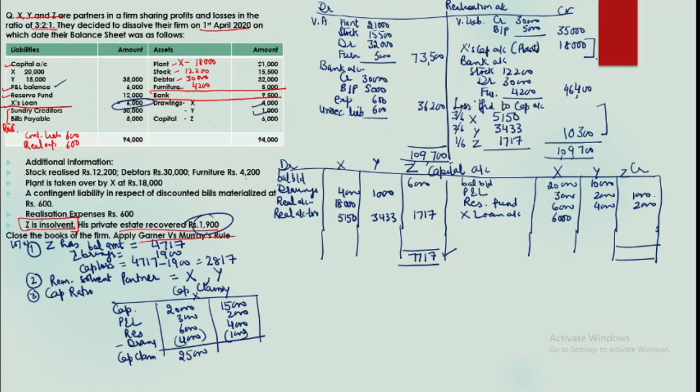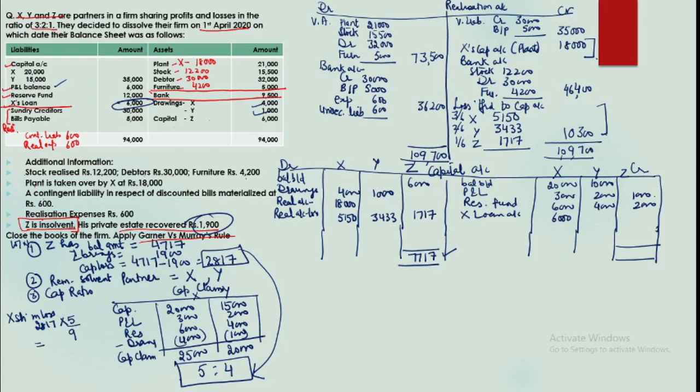25,000, and herein it is 20,000, which means the ratio is 5:4. So capital ratio is 5:4. So this loss will be divided in this ratio. That means X's share in loss is going to be 2817 into 5/9. So you just calculate his share of loss.